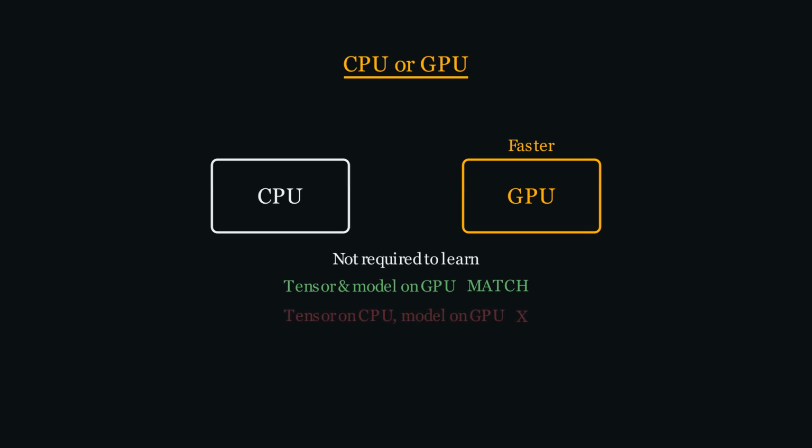Every tensor and every model live on a device, either the CPU or a GPU. A GPU can do the same math much faster, especially for large models, but it is not required for learning these ideas. The one rule that matters: a tensor and the model operating on it must be on the same device, or PyTorch will raise an error. If they end up on different devices, PyTorch simply refuses to run.